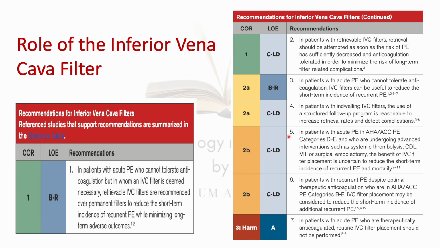Then when you're going higher up, categories D and E, with advanced interventions, they say you don't have much evidence, or there is uncertainty of evidence, for IVC filters to help you in the short run. So here you may do the advanced reperfusion. And they also mention that in patients with recurrent PE despite therapeutic anticoagulation in category B to E, you may consider these for short term benefits.